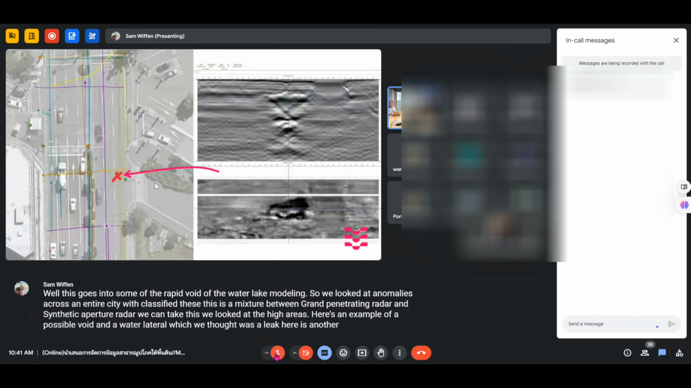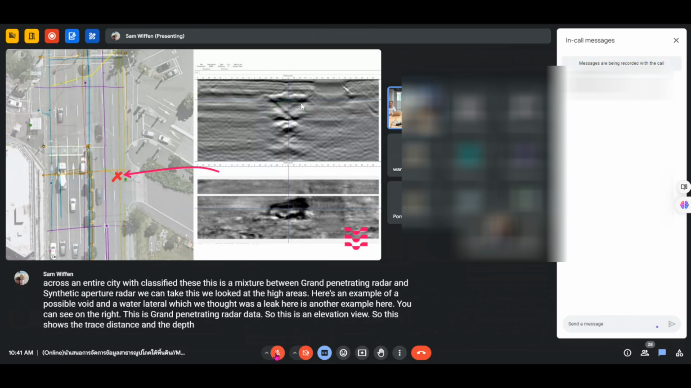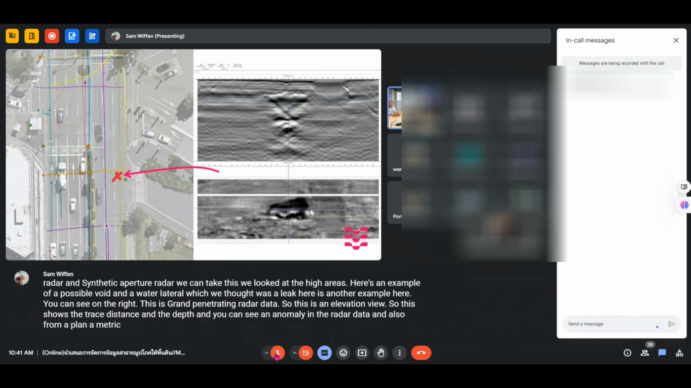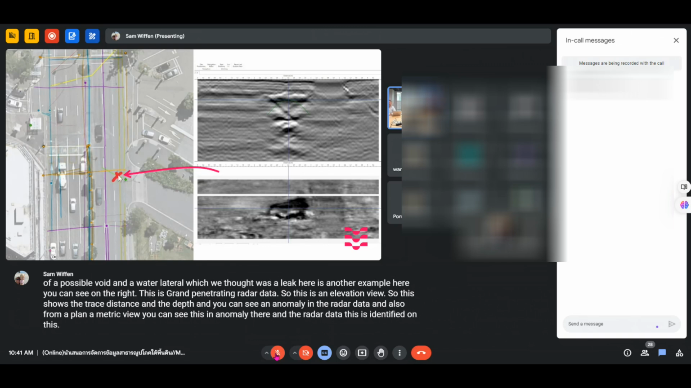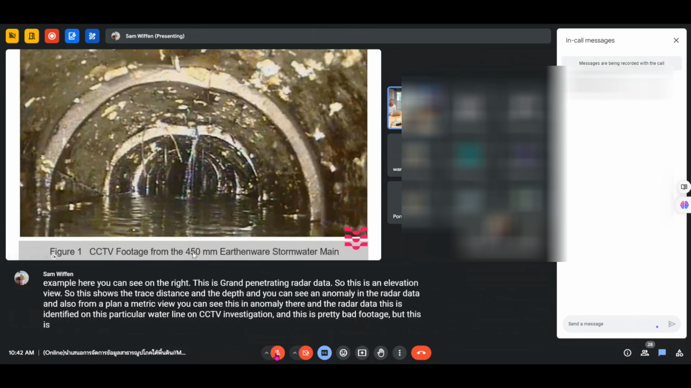Here is another example. Here you can see on the right, this is ground penetrating radar data. So this is an elevation view. So this shows the trace distance and the depth. And you can see an anomaly in the radar data. And also from a metric view, you can see there's an anomaly there in the radar data. This was identified on this particular water line. On CCTV investigation, and this is pretty bad footage, but this is a 450mm earthenware line. And you can see the water leak coming through the stormwater line.